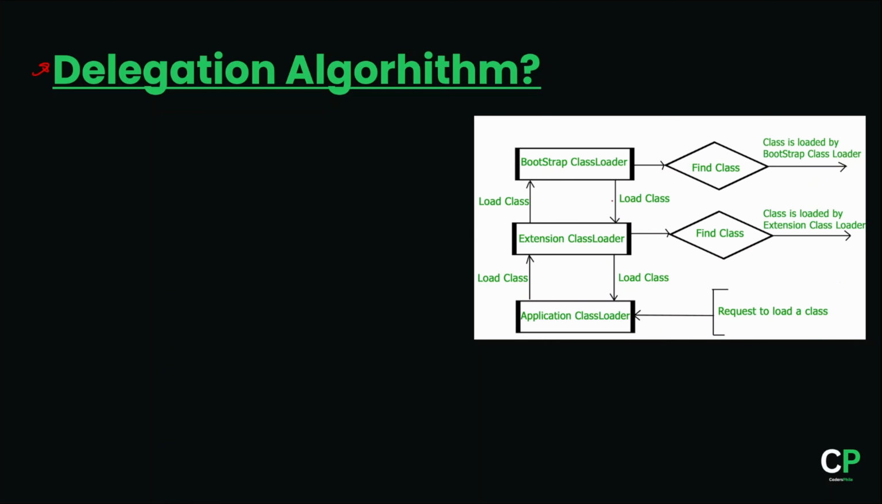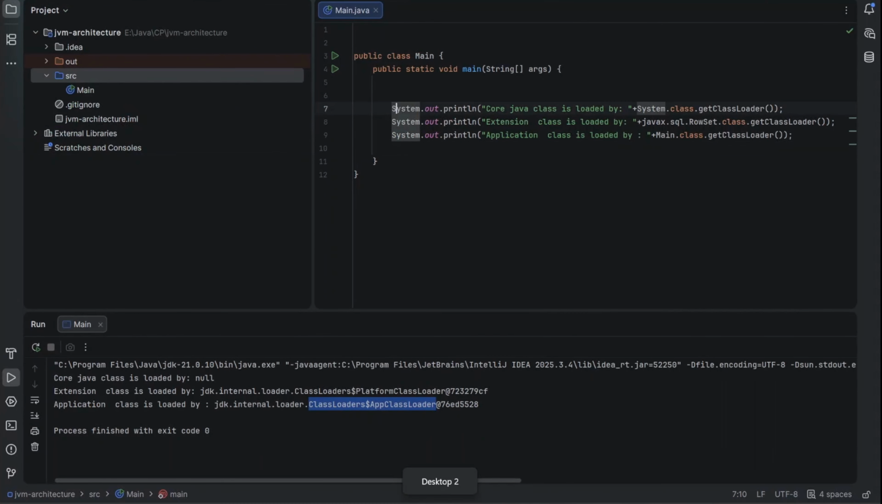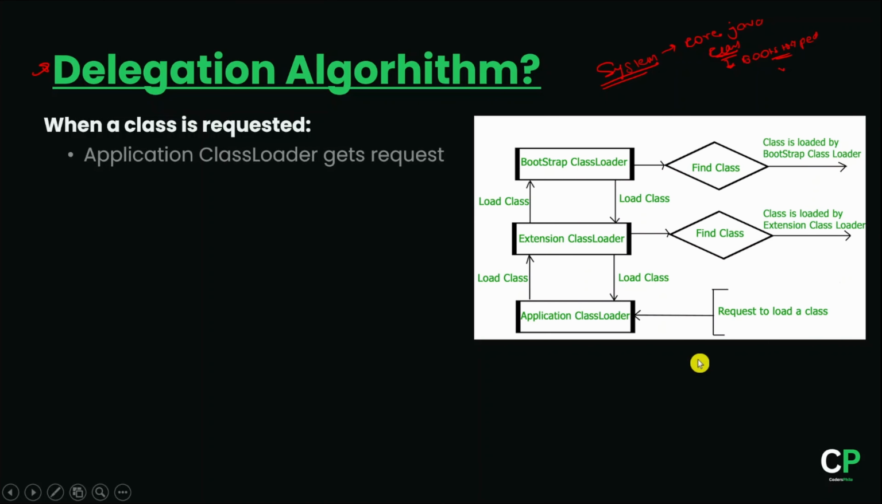So suppose in our program we are using any class, let's say the System class. This System class is of the type core Java class, and it will be loaded by the Bootstrap class loader, as we learned in the previous slide. So let's see how this occurs. This is possible with the help of the delegation algorithm. Whenever a class is requested, for example in our program we are using the System class, the request to load any class is first passed to the application class loader.